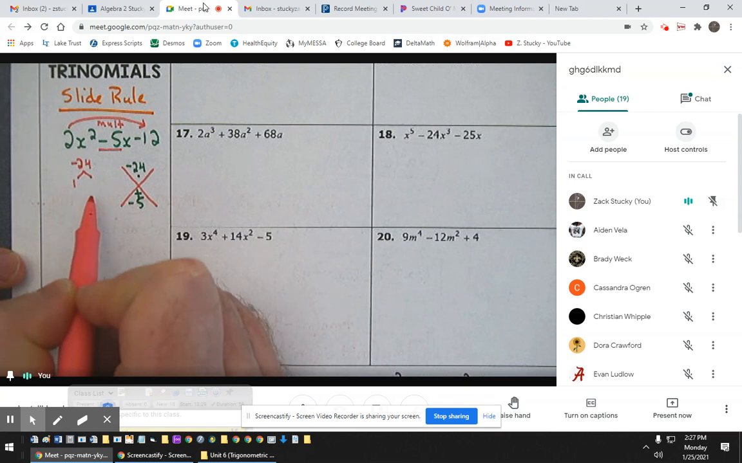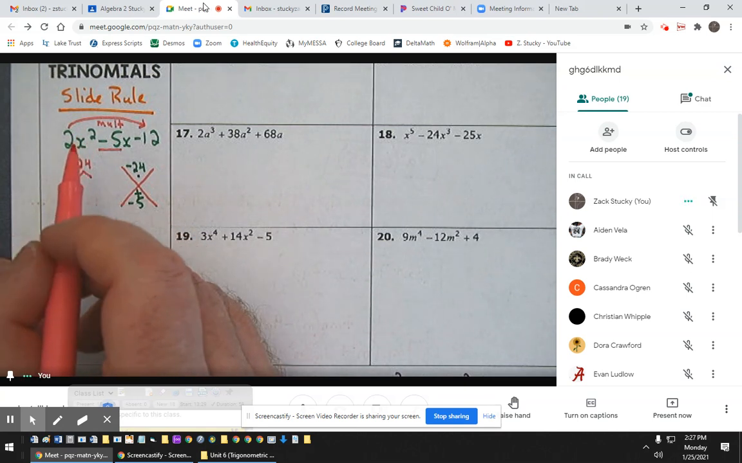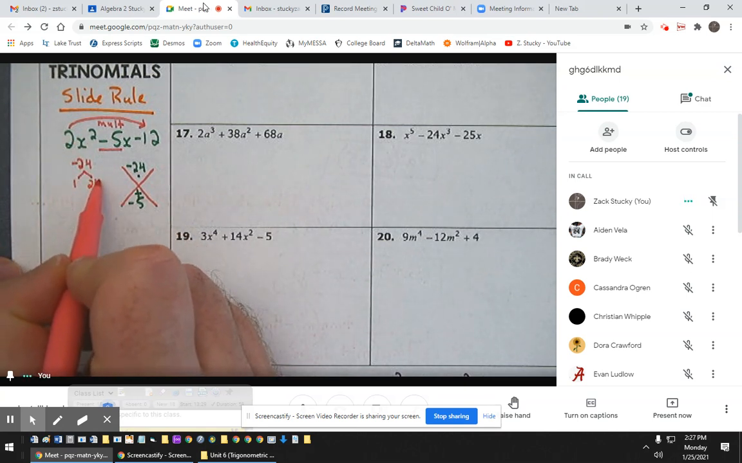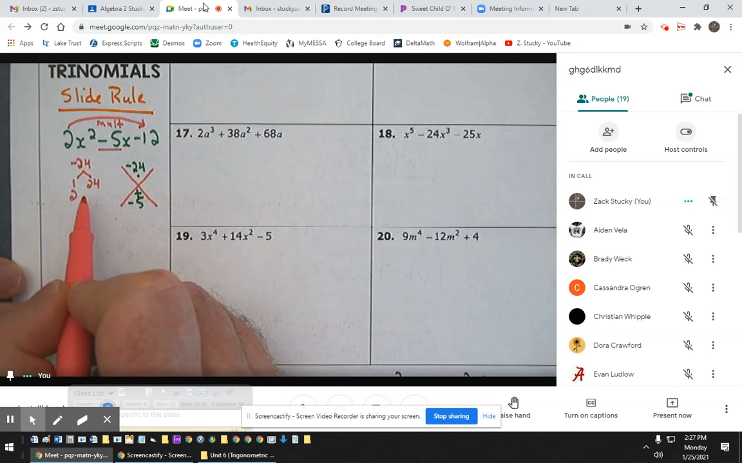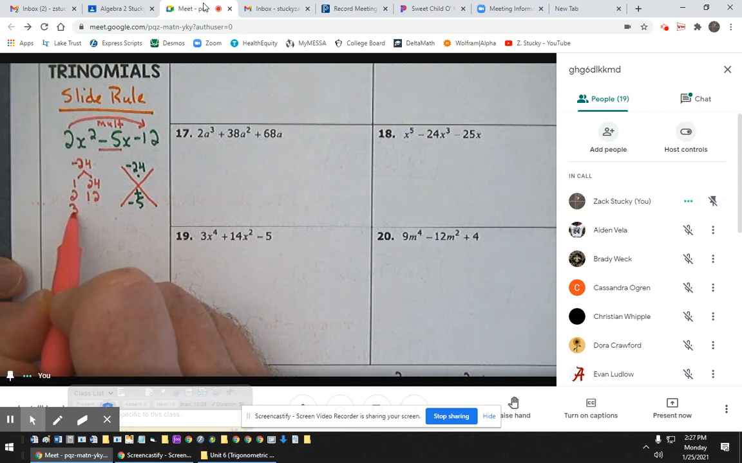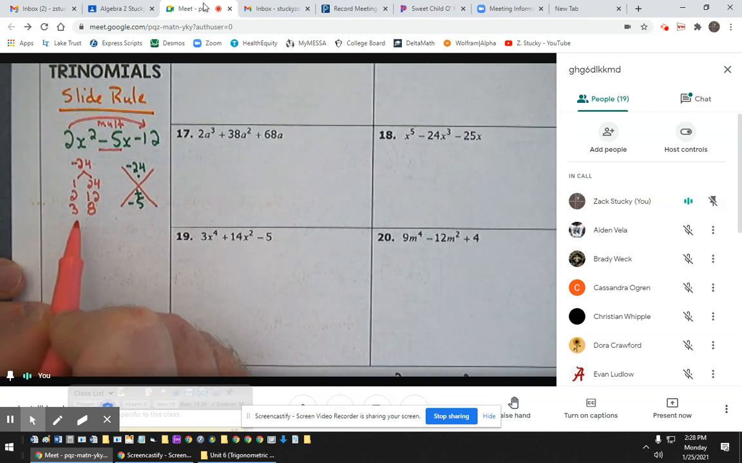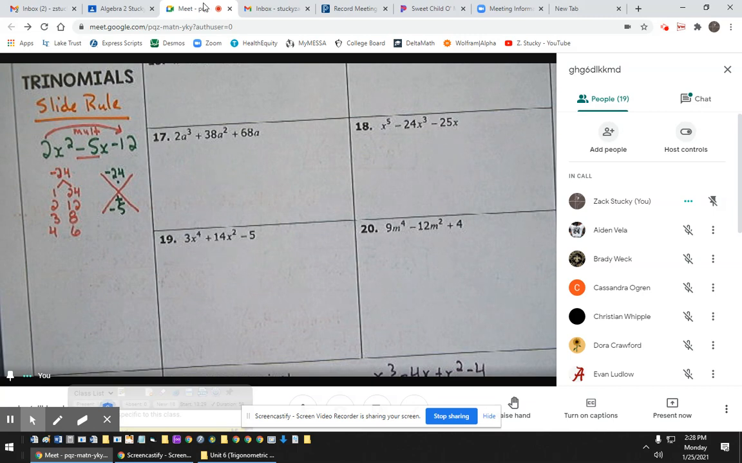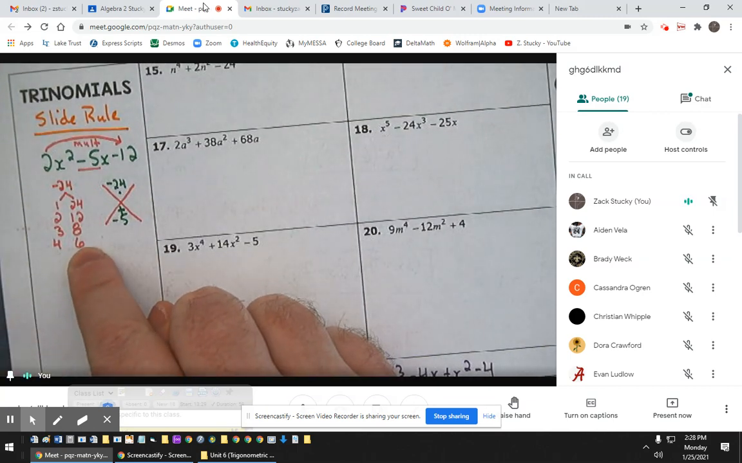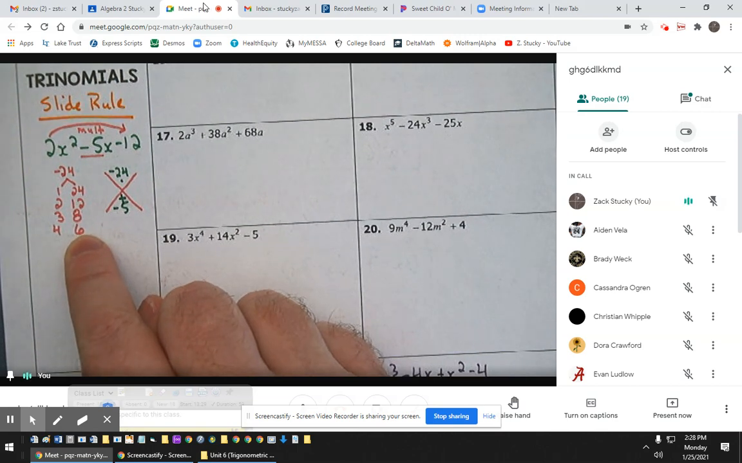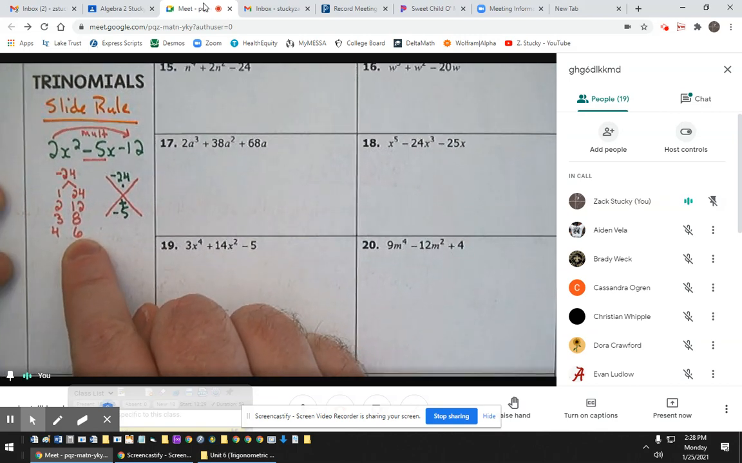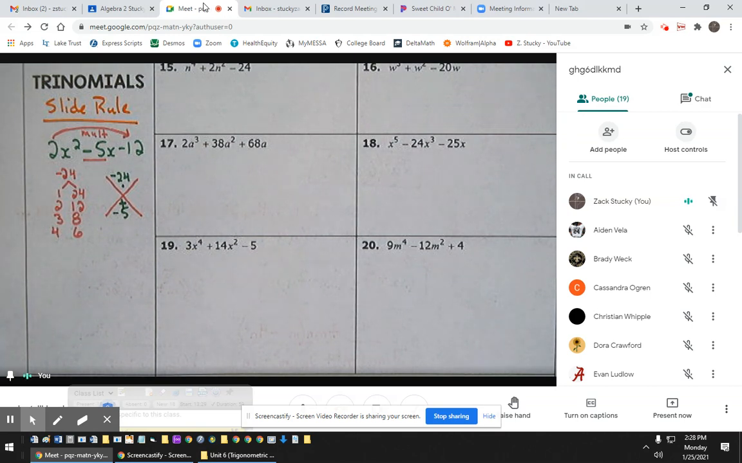So let's make this organized. I'm going to start with 1. Does 1 go into 24? How many times? Does 2? How many times? Does 3? How many times? 8. Does 4? How many times? Does 5? No. So the next number that would work would be 6, and we've already got it, which means if you go in order, there's never any numbers that'll work. If you jump around, that's not going to work.